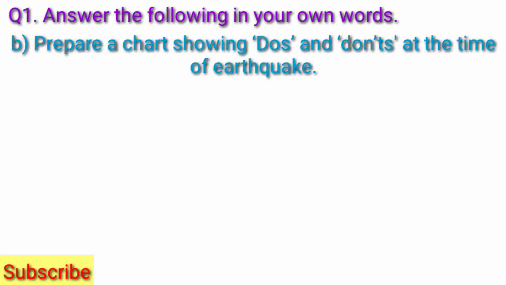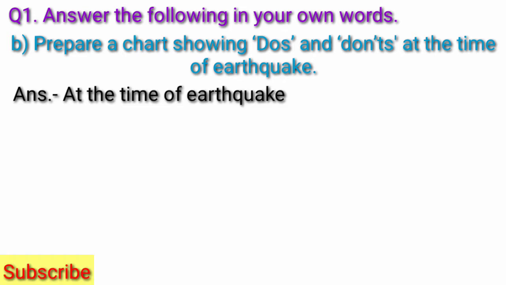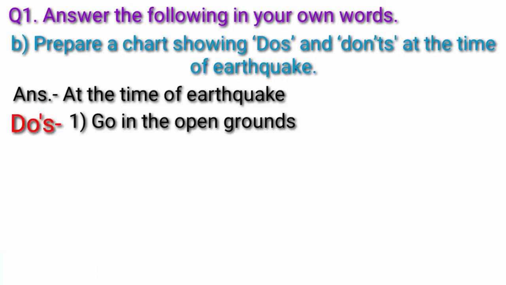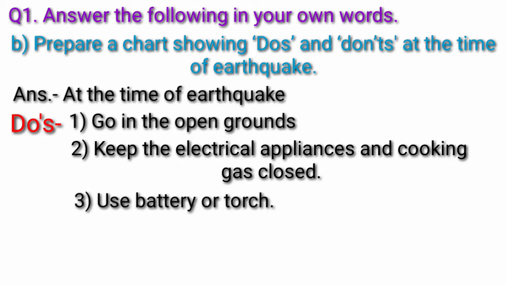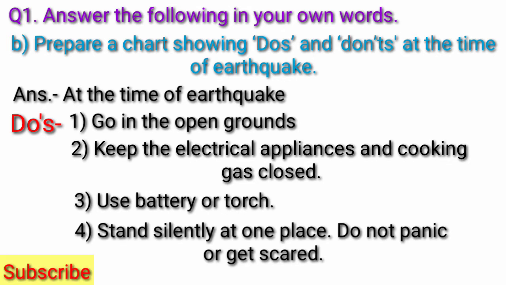Question B. Prepare a chart showing do's and don'ts at the time of earthquake. Answer. At the time of earthquake, do's. First, go in the open grounds. Second, keep the electrical appliances and cooking gas closed. Third, use battery or torch. Fourth, stand silently at one place.